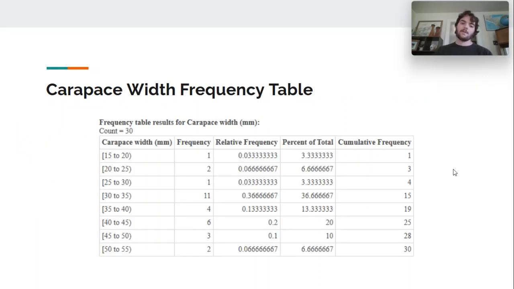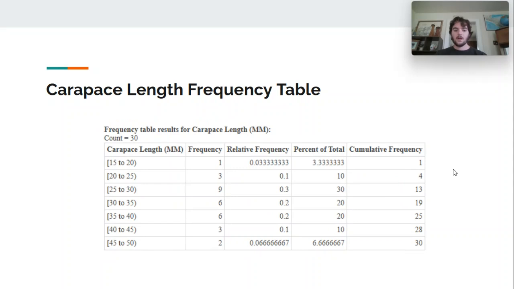Here's my carapace width frequency table. Similarly, 30 to 35 is the most frequent, and it also accounts for the highest percentage of the total. For the carapace length, the 25 through 30 is the most frequent, and it accounts for the highest percentage of the total.